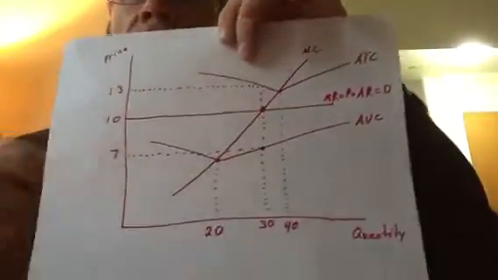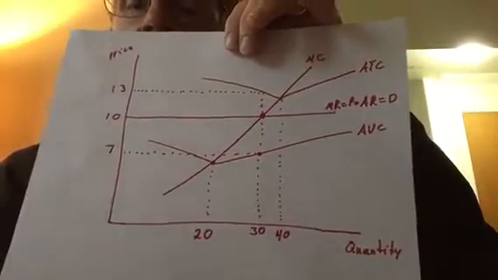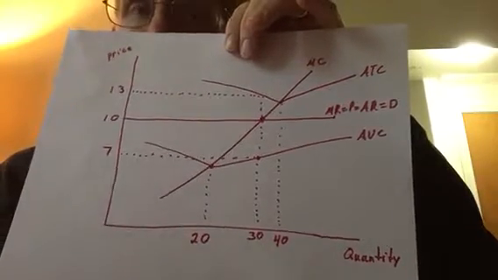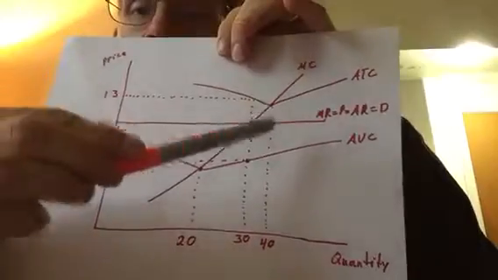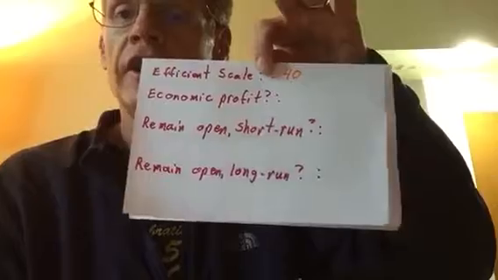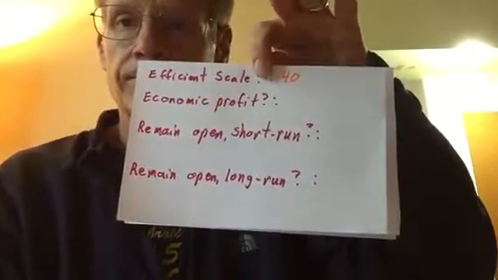Let's do efficient scale first. Efficient scale is the low point on the ATC line. So the answer is 40. Now again, why do we care? Well, we probably don't, but AP cares, so we care. So there it is, the efficient scale is 40.